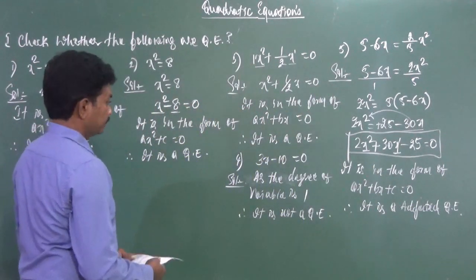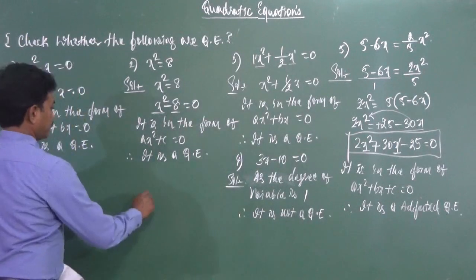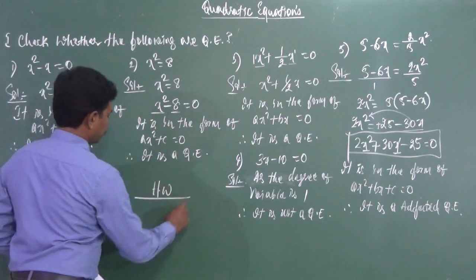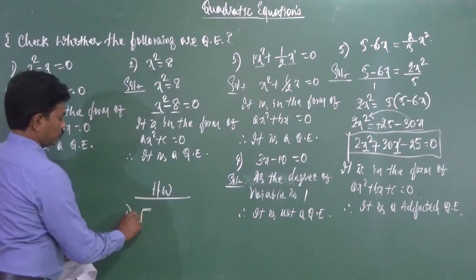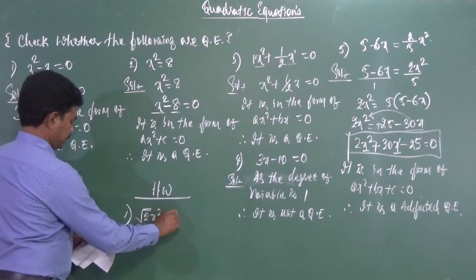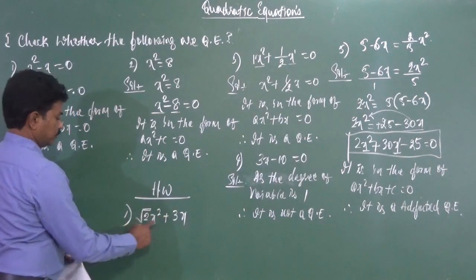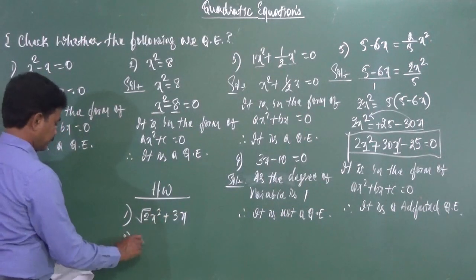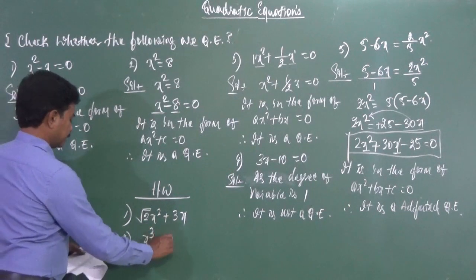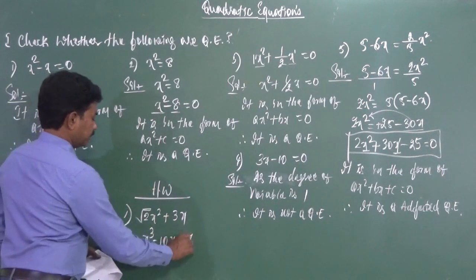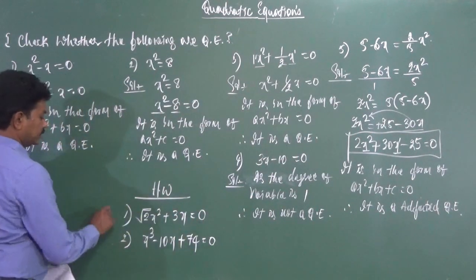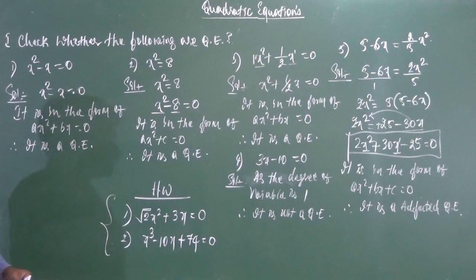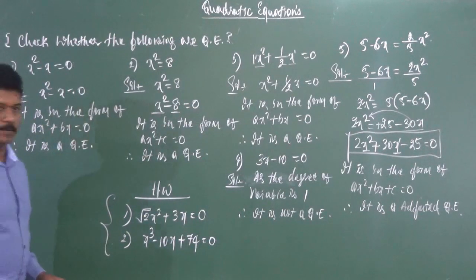I will give you homework. Just go through this and try to do it. One is root 2 x square plus 3x. Root 2 is different, x square is different. The other is x cube minus 10x plus 74 is equal to 0. Please check whether these are quadratic equations or not. I hope you are enjoying the problems.